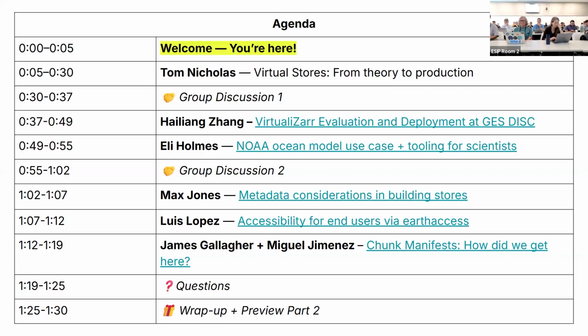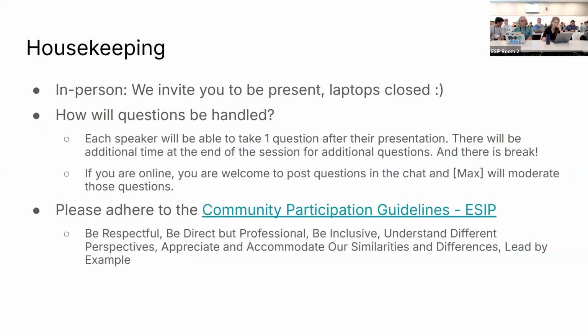And then after the group discussion, we'll hear from Hailiang and Eli about use cases at NASA JESDISC and NOAA. And then we're going to go into another group discussion. And then we're going to have a series of shorter talks from Max on metadata, Luis on accessibility, and then James and Miguel on chunk manifest as a protocol. And then we're going to have a wrap up and preview for part 2, which will be the session at 4 p.m., which will be a working session. I'll talk more about that in a little bit here.